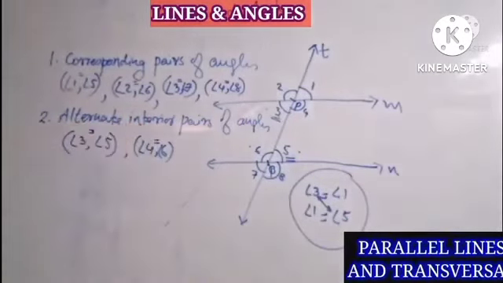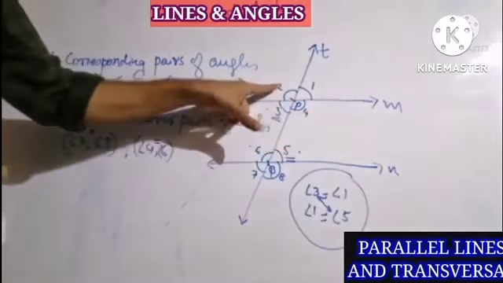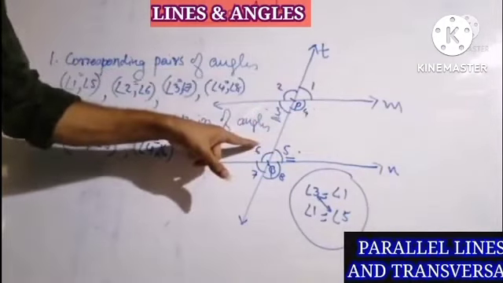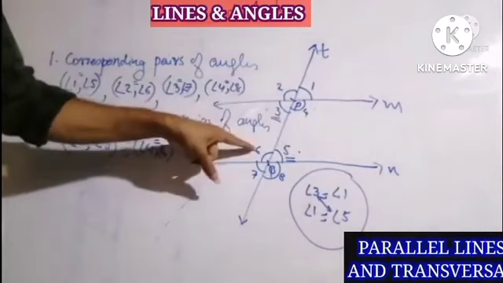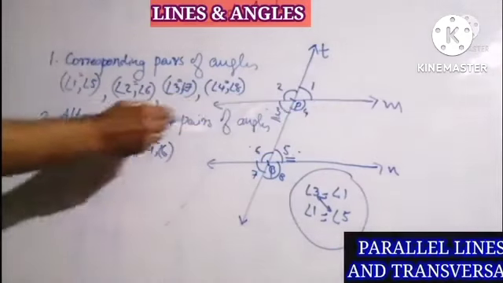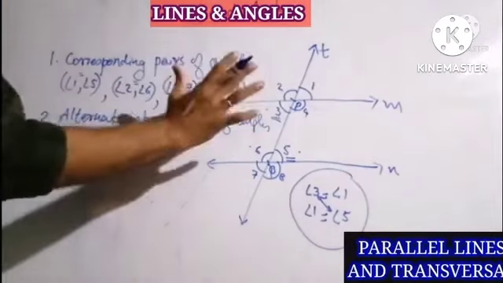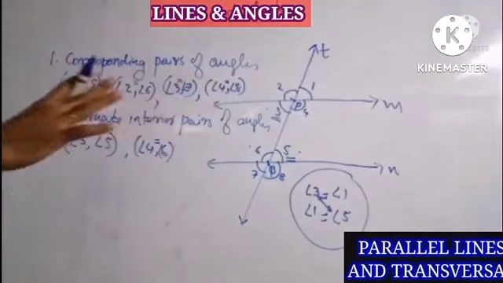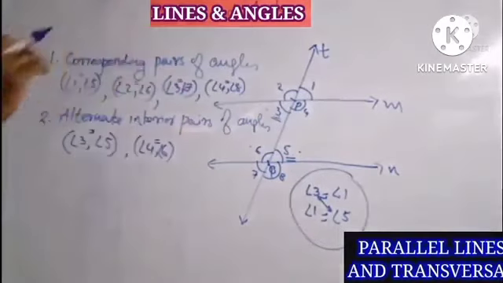Similarly, we get angle 4 equal to angle 6, because angle 4 equals angle 2 as vertically opposite angles, and angle 2 equals angle 6 as corresponding angles. So 4 and 6 are equal. So alternate interior pairs of angles are also equal. How many pairs of alternate interior angles form? Only 2 pairs, because only 4 interior angles are there. For corresponding pairs, there are 4 pairs because overall 8 angles are there.